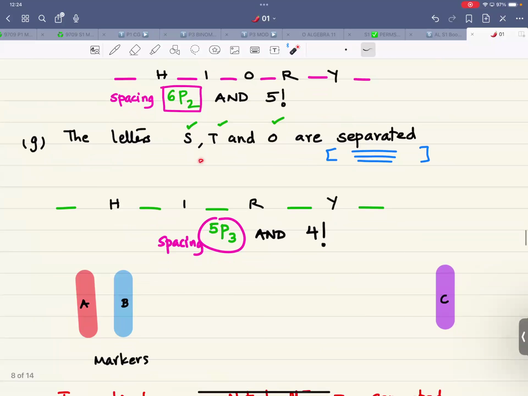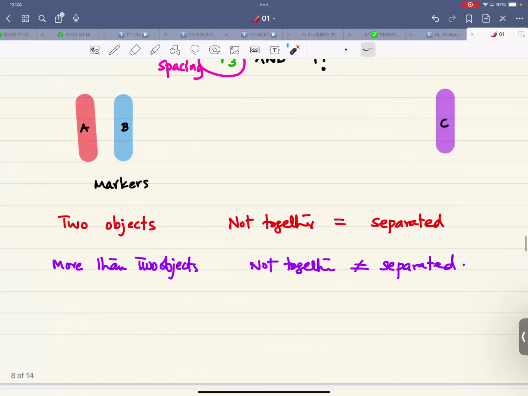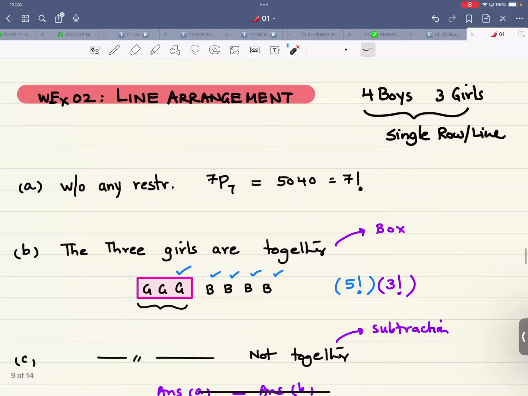The letters S, T, and O are separated, the same concept. If we are talking about 2 objects, not together and separated is the same thing. If we are talking about more than 2 objects, whether it's alphabets or digits or books, not together and separated are not the same. Separated, all 3 separated. Not together, if we are talking about 3, 2 can be together. That is 3 not together: AB together, C separate. BC together, A separate. AC together, B separate. That's the idea.